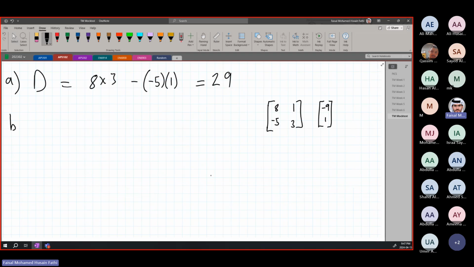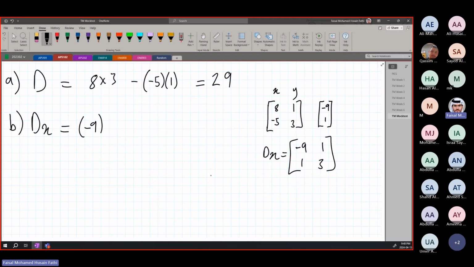So part B, it says find dx. Again, dx, now the matrix for dx is going to be, we're replacing the solution with the x part. So remember, this is x, this is y. We're replacing the solution with the x part, so it's -9, 1, 1, and 3. Okay? And now we find the determinant. What's the determinant of this? -9 times 3 minus 1 times 1, equal to -27 minus 1, -28. So we have found our dx.